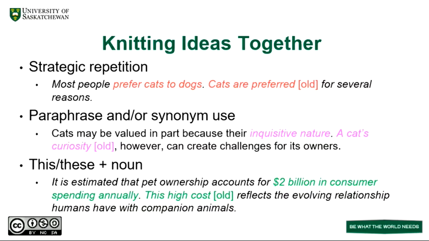Our final example, the this or these plus a noun, can be arranged as follows. It is estimated that pet ownership accounts for $2 billion in consumer spending annually. This high cost reflects the evolving relationship humans have with companion animals. So that high cost is referring to the $2 billion in annual spending. So we have three options for assembling our sentences in line with that old new information technique.